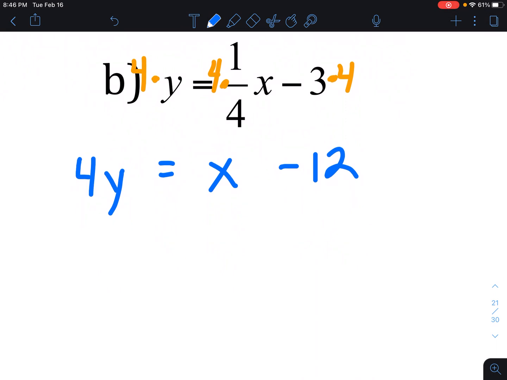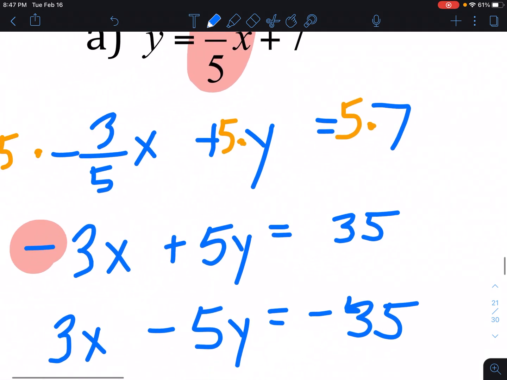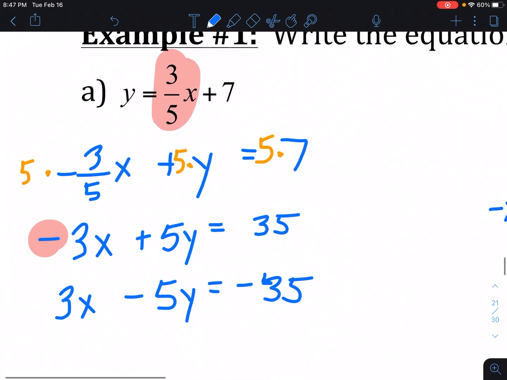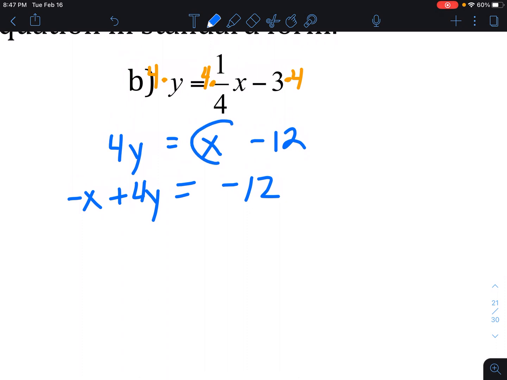Okay, now we can move the x term over to the left. We would subtract x. Remember, guys, when we move a whole term over to the other side of the equal sign, you're either adding or subtracting that term. In other words, when you move it over, please change its sign, okay? Going back to letter A, when we moved the 3/5 x to the left, it moved over as a negative 3/5. In this problem, when we moved the x over to the left, it turned into a negative x, okay? Please be careful with your signs.